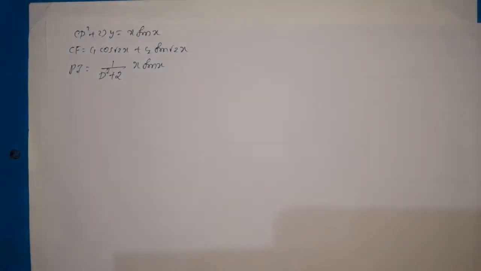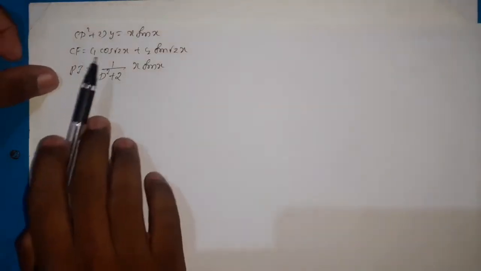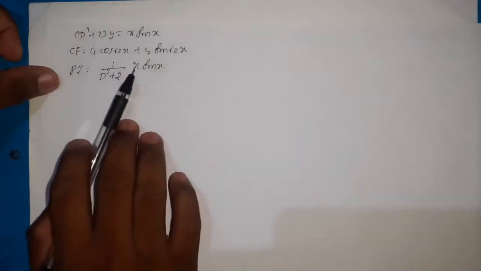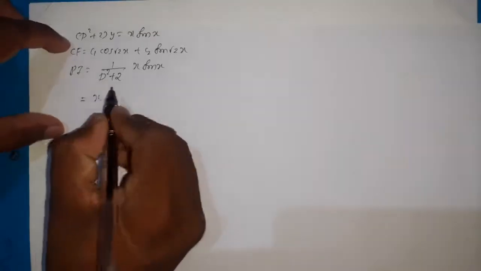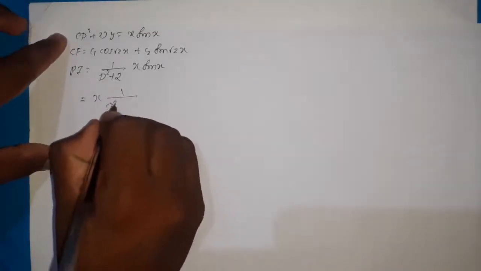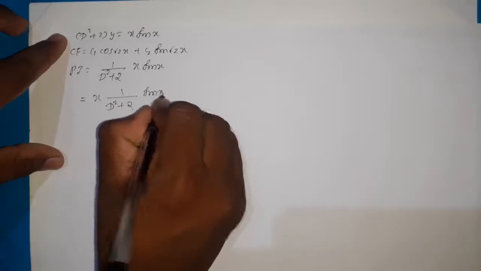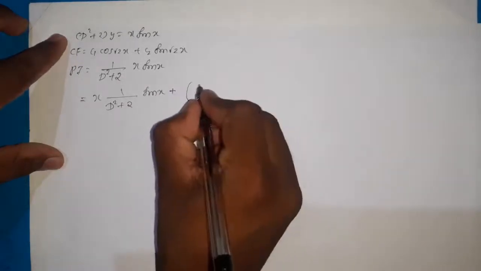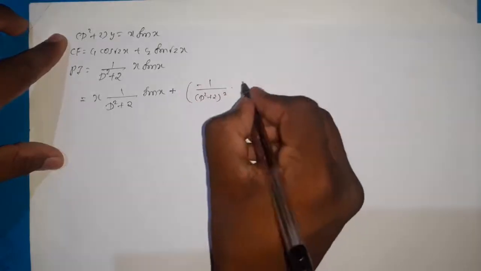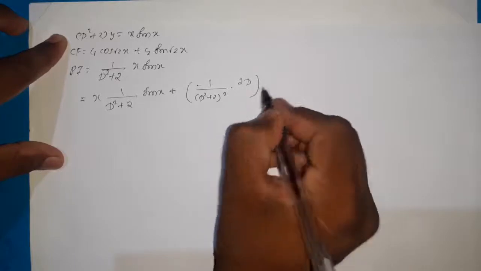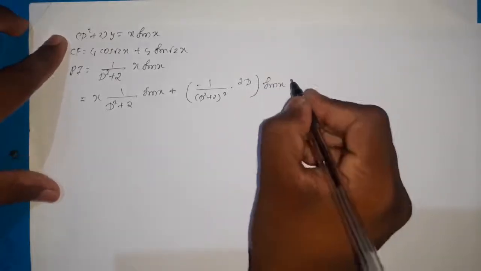So here the complementary function is c1 cos root 2x plus c2 sin root 2x, and the particular integral is 1 divided by D square plus 4 into x sin x. Then this is equal to what? X into 1 divided by D square plus 2 into sin x, plus minus 1 divided by denominator square into differentiation of that, here it is 2D into sin x.